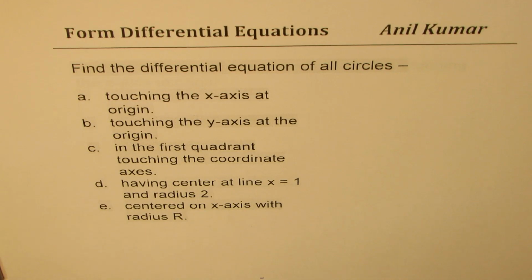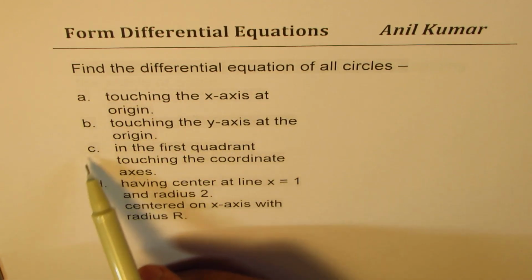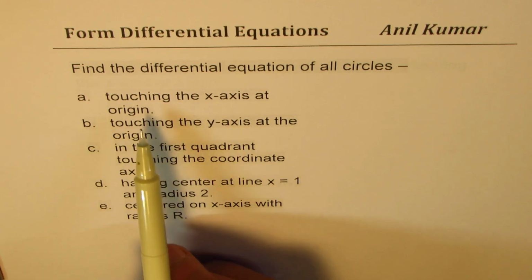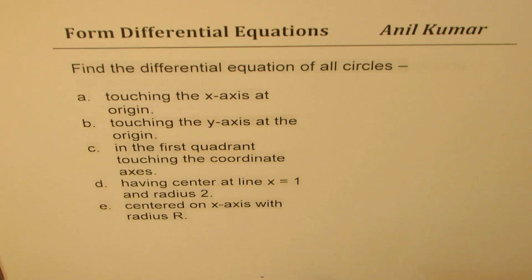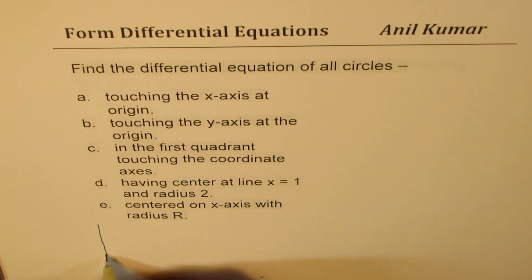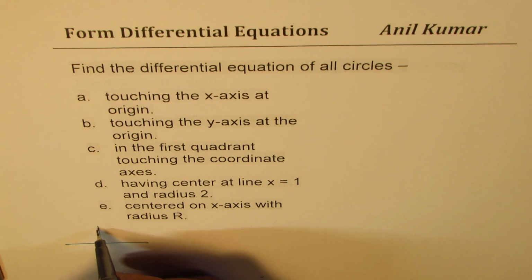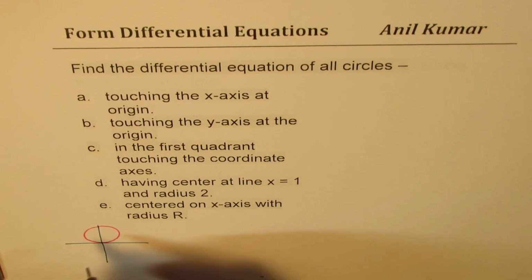The question here is, find the differential equation of all circles, and these are 5 different conditions. Let's go through them one by one. First one says, touching the x-axis at origin. What does it mean? I could sketch it here, circle touching the x-axis at origin means something like this. So that is a circle which touches x-axis at origin.